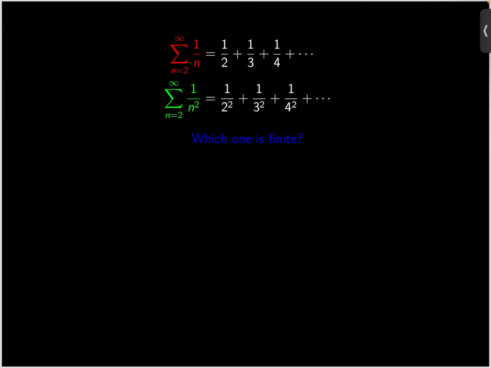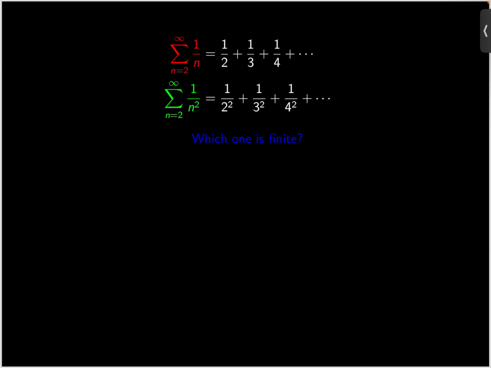The first one is the sum from n is equal to 2 up to infinity of 1 divided by n. So writing out the first few terms of the series, we have a half, plus a third, plus a quarter, plus a fifth, and so on. And the second series we're going to be looking at is the sum from n is equal to 2 up to infinity of 1 divided by n squared. So writing out the first few terms of this series, we have 1 on 2 squared, which is a quarter, plus 1 on 3 squared, so that's 1/9, plus 1/16, and so on.